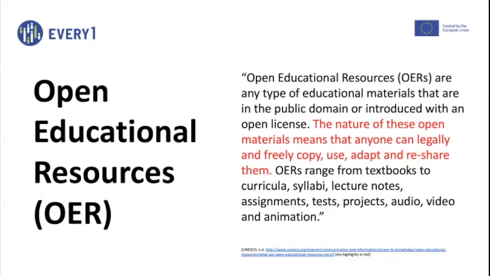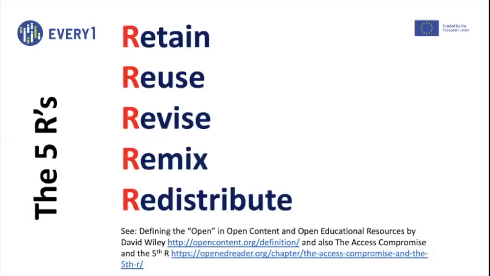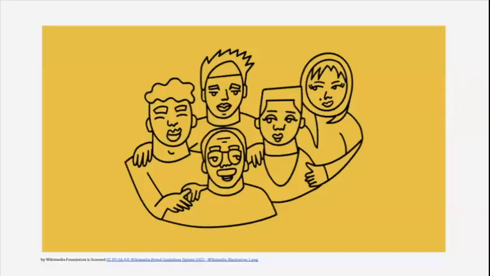Every1 learning materials come in a range of different formats here. You can see open educational resources cover everything from curricula to lecture notes, projects, tests, assignments, and animations. And similarly, Every1 learning resources come in all different types. We have everything from case studies to games to videos like this one to online courses. So the open educational resources are, as we saw earlier, these 5 kind of rights or permissions. The right to retain, reuse, revise, remix, and redistribute.